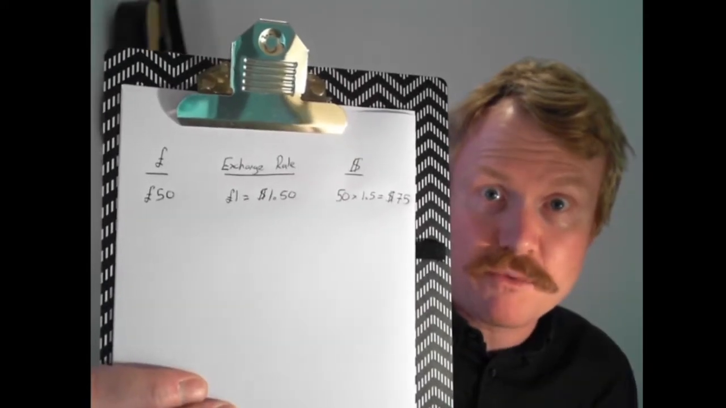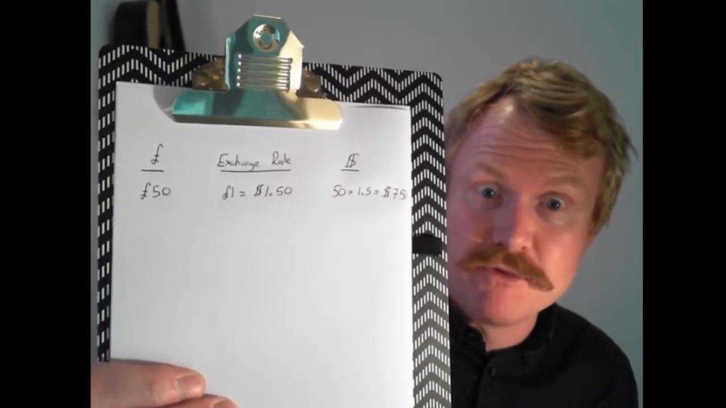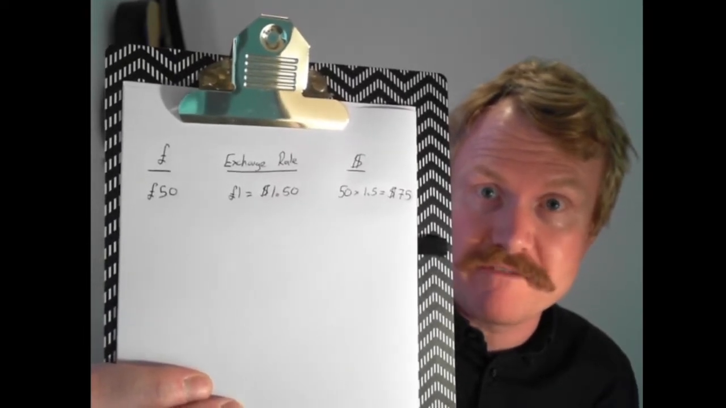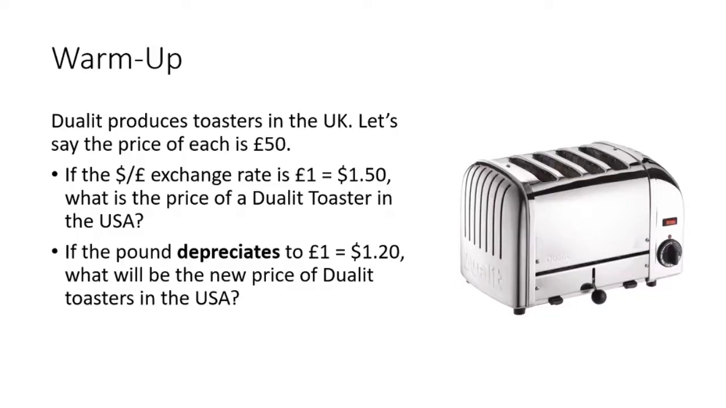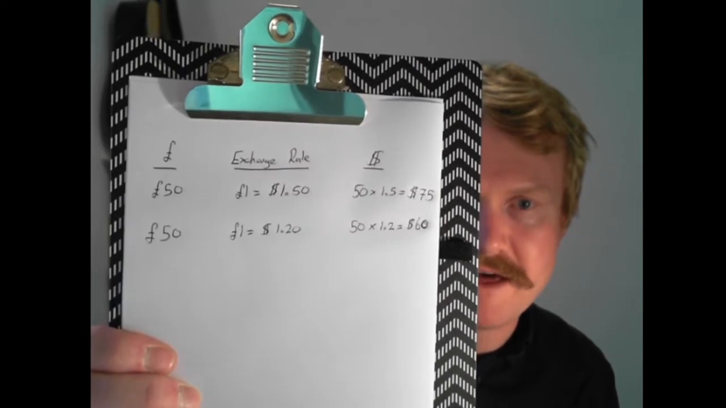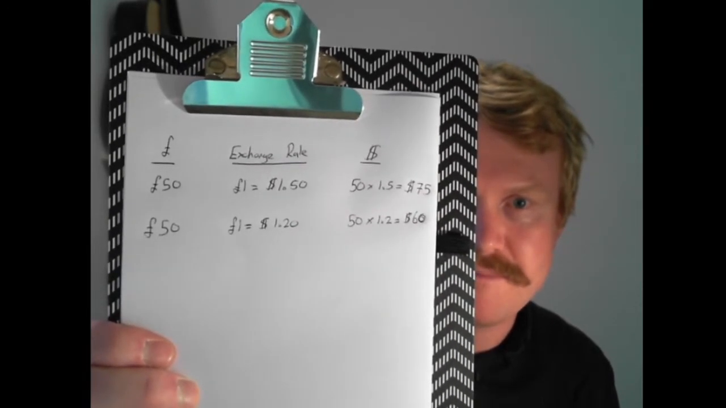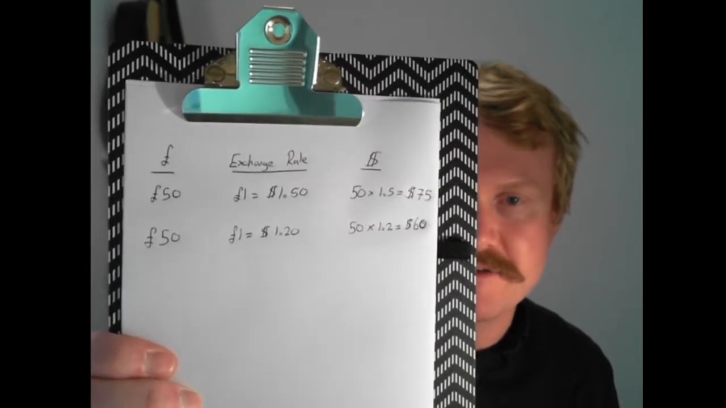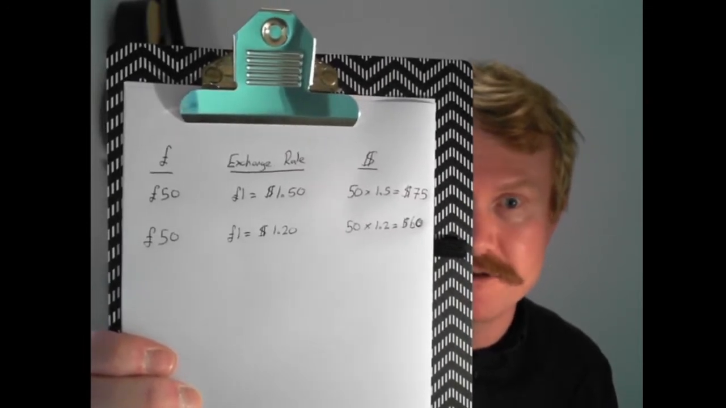So a product worth £50 with a £1 to $1.50 exchange rate, you multiply that through, 50 times 1.5 is $75. Now say the pound depreciates to £1 is $1.20. What will the new price of a dual-lit toaster be in the USA? Working through the maths again, £50 in the UK, the exchange rate is £1 is $1.20, so we multiply it through again. £50 times 1.2 is now $60.